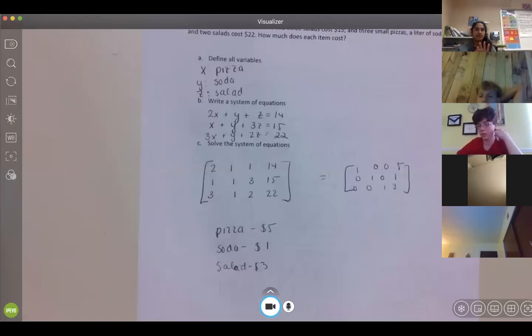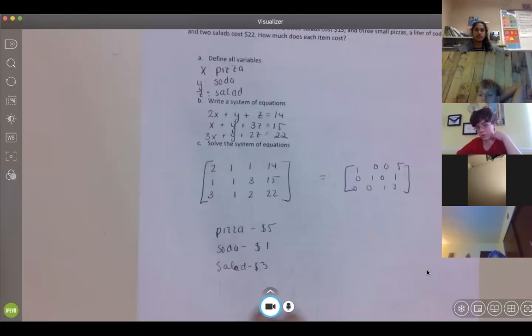I got pizza equals $5, or X equals $5, Y equals $1, and Z equals $3. Good, and I liked what you did originally, so I want you to include the context, so pizza, salad, and soda. Make sure you do that for word problems.